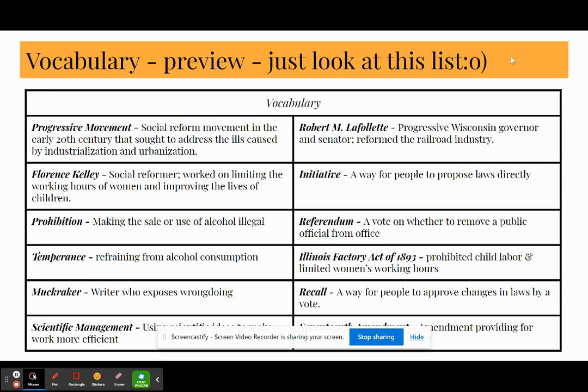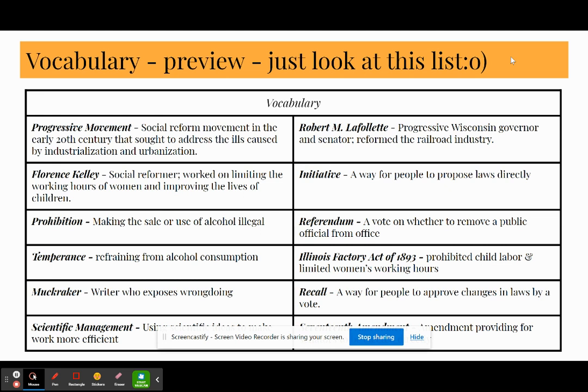A muckraker is a writer who exposes wrongdoing. So these were journalists. They wrote articles for different publications, and they were basically exposing corruption, either in industrialization or in different industries. The Jungle by Upton Sinclair is about the meat packing business, and it was pretty gross.